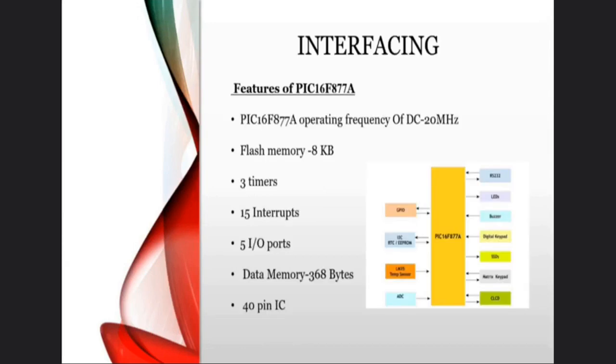Features of PIC16F877A microcontroller. It operates at a frequency of 20 MHz. It has a flash memory of 8 KB. It has 3 timers and 15 interrupts. It also has 5 input-output ports. External peripherals are connected to the microcontroller through these 5 input-output ports. Those are port A, port B, port C, port D, and port E. It is a 40-pin IC with a data memory of 368 bytes.